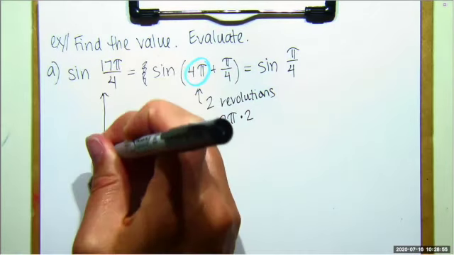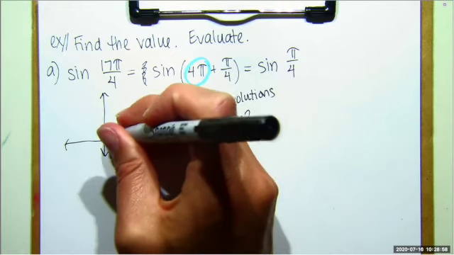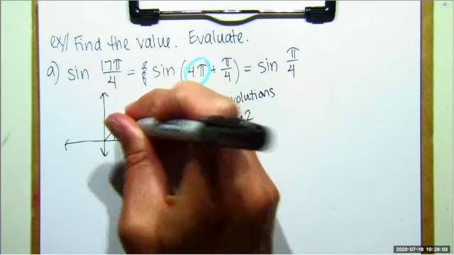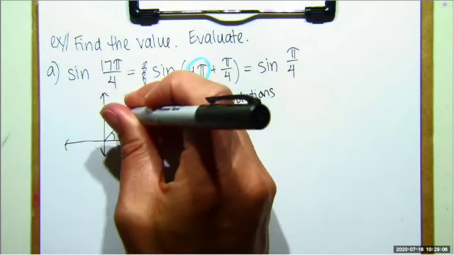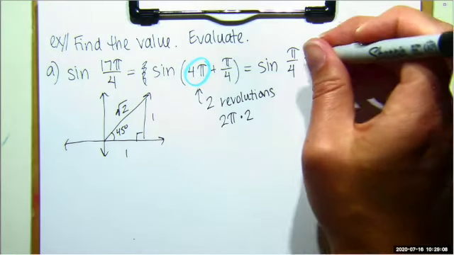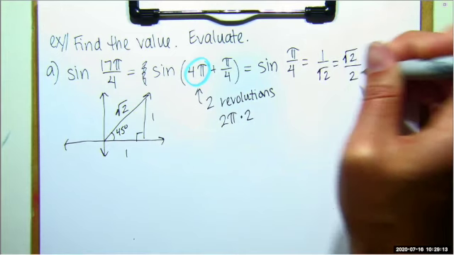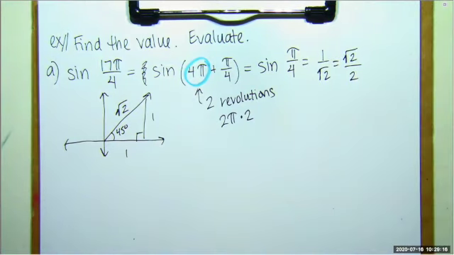That one should be really quick. Pi over 4 is 45 degrees. We know our sides are 1, 1, and root 2. Sine of pi over 4 would be 1 over root 2. Rationalizing this, we get root 2 over 2. So we can use this periodic property as a shortcut to make this problem simpler for us. Any questions on that? Let's do one more really quickly.